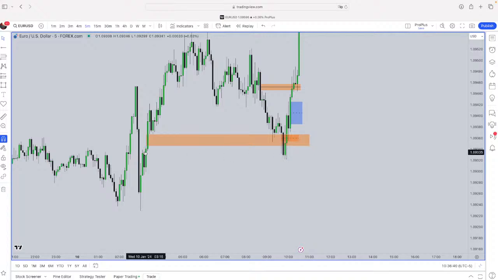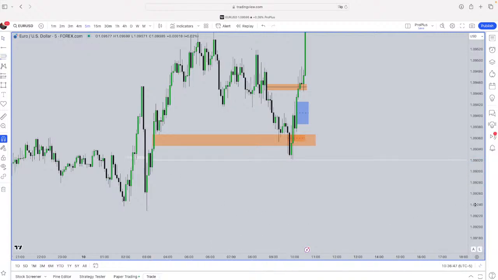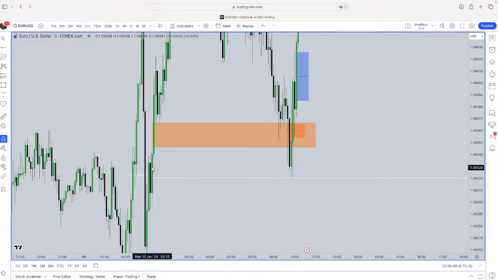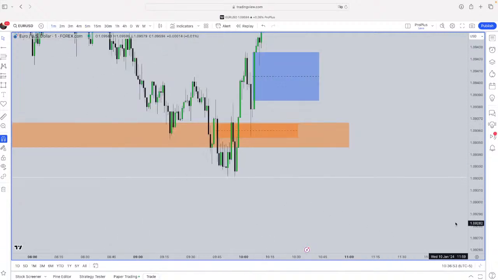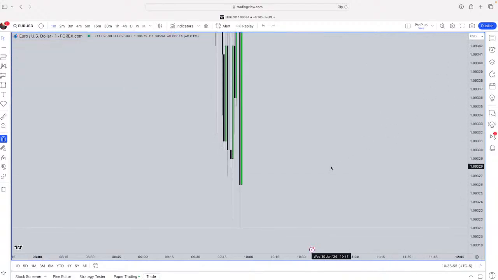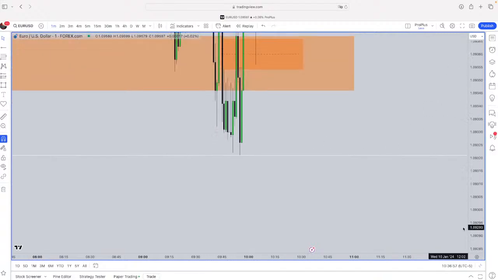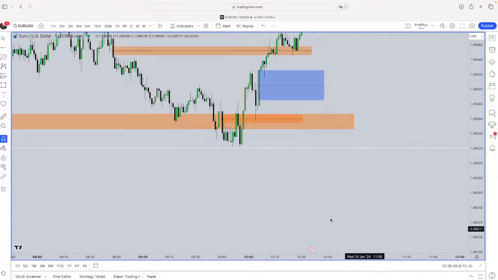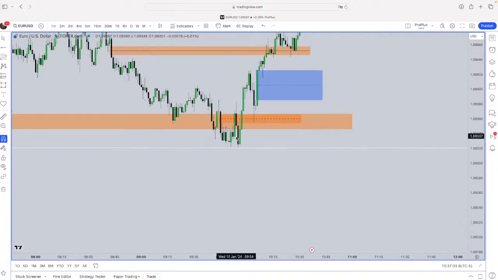And then price ran to this order block. If you get the mean threshold, which is the midpoint of the order block, pretty sure price does touch it to the T, unless this is a bit away. But yeah, price does run to the mean threshold here. It pulls up here, and then one more time takes stops, and then runs.